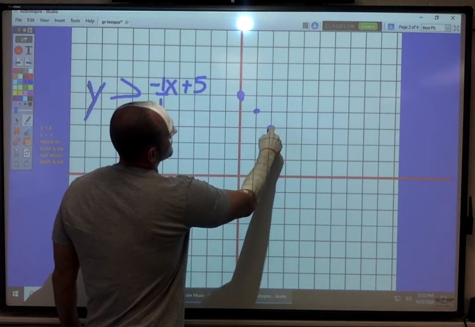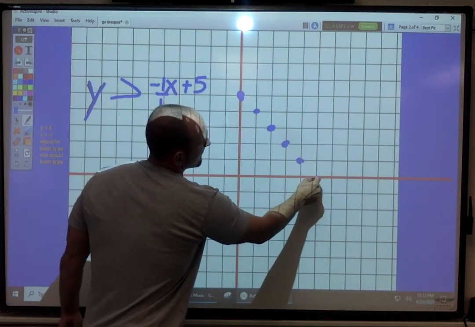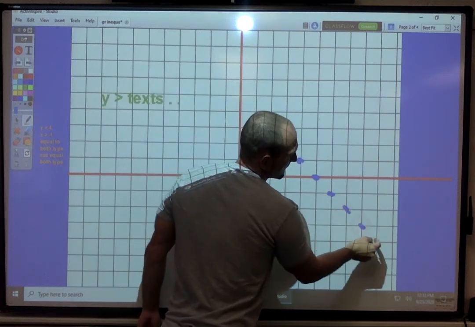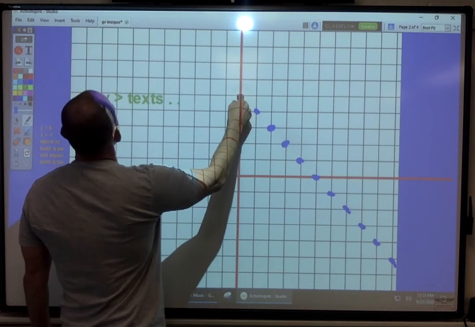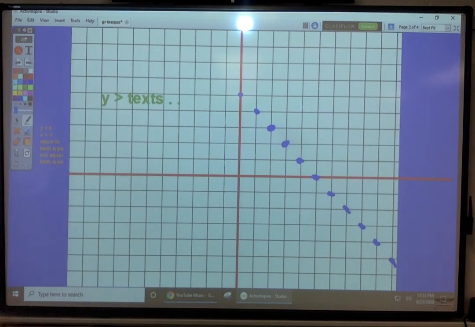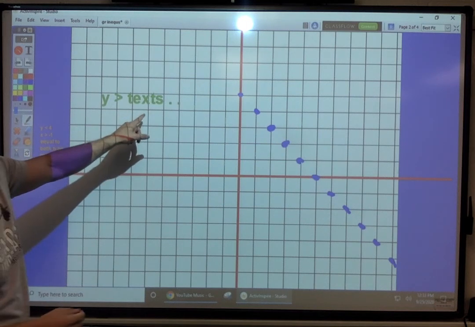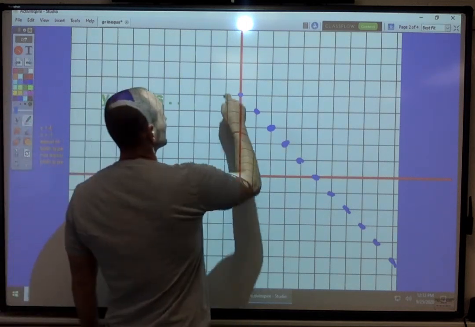Why do you do that to the board? And then the other direction. Whoa! My board has clearly done something crazy here. It says text. I do not know what's happening.